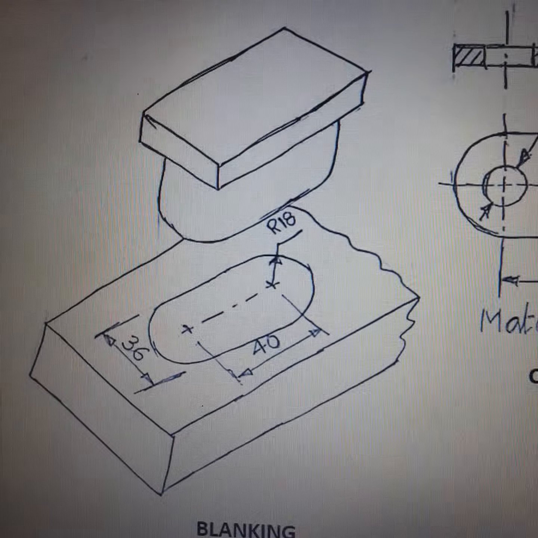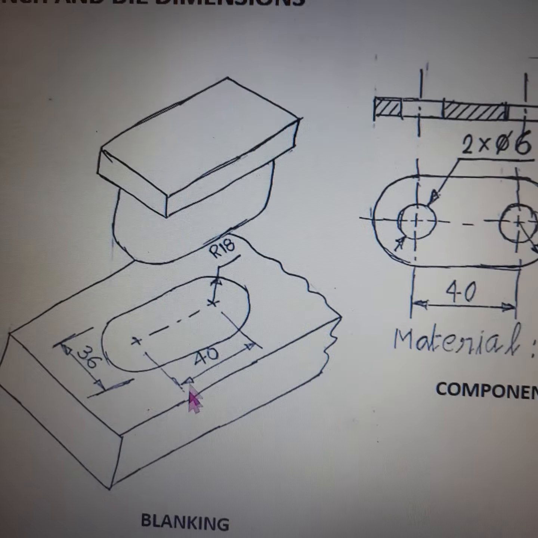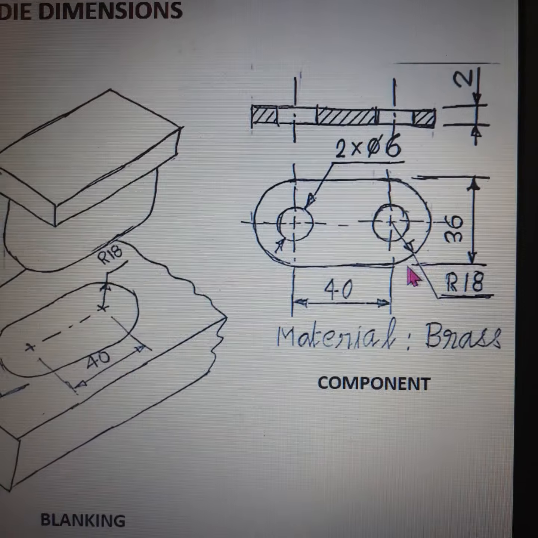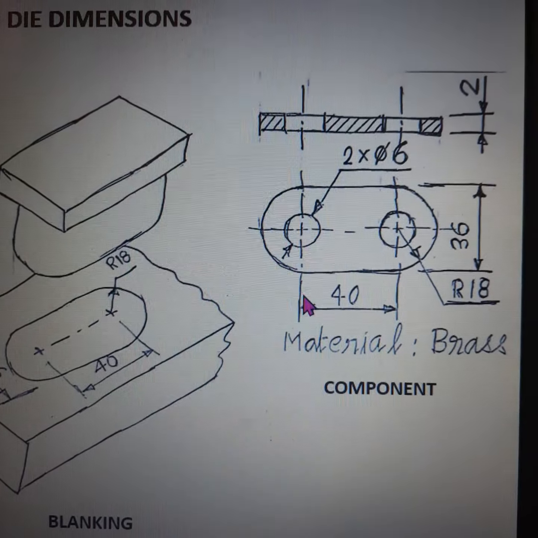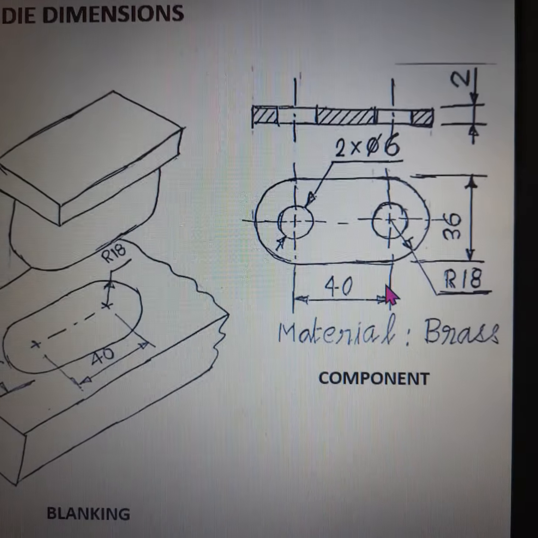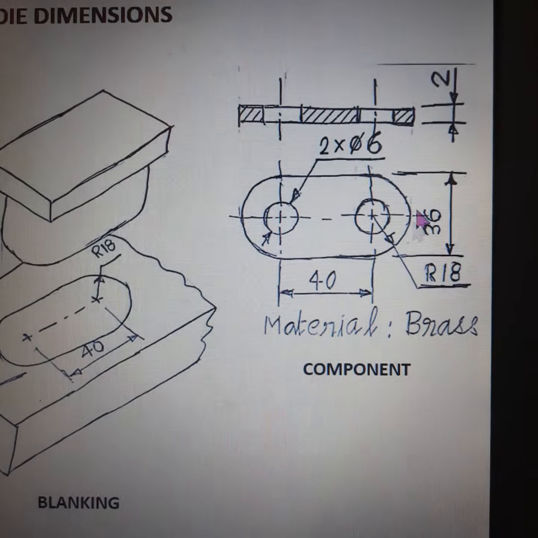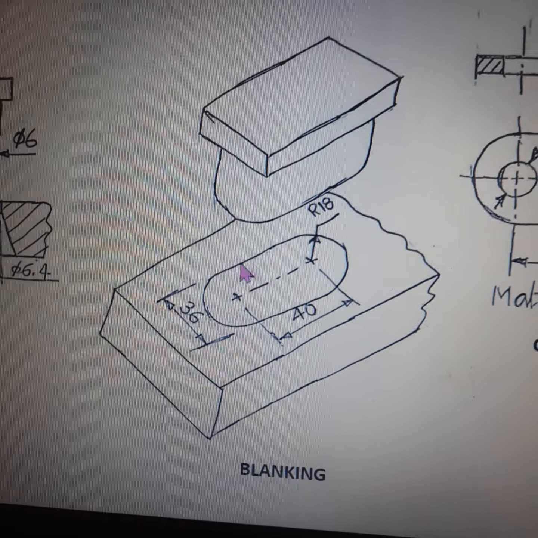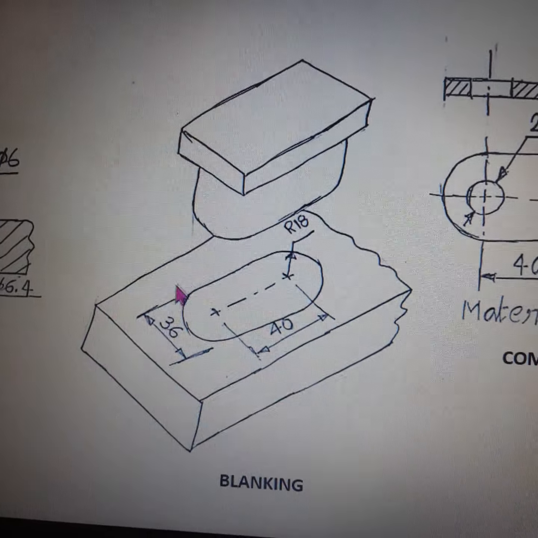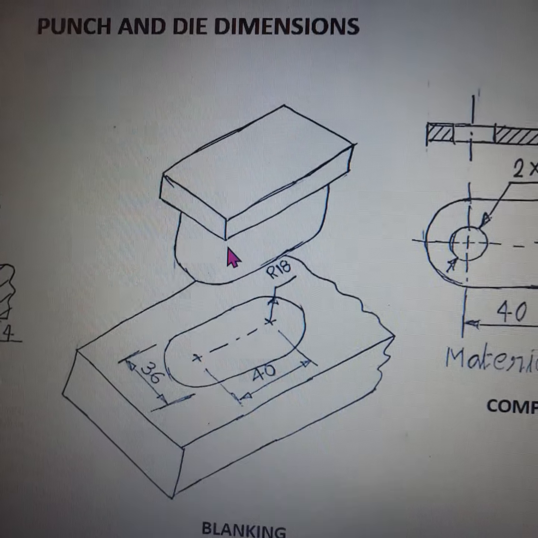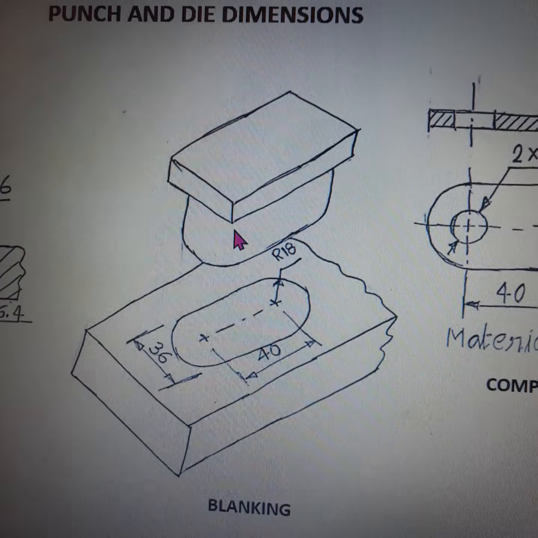For the blanking stage, the blanking die opening conforms to the drawing size. So the drawing size is 40 as the center to center distance and 36 is the width of the sheet metal component. So we are maintaining the drawing size to the die member of a blanking stage. Then the punch size is made smaller by die clearance of 0.4 mm.